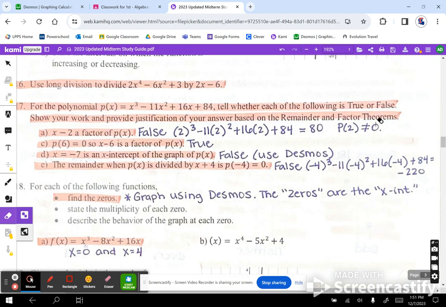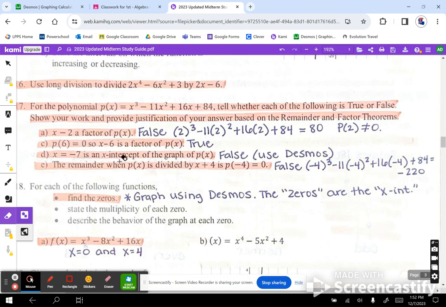Is 80 0? No, 80 is not 0. So that means that this is not a factor. If you end up getting a number that is not 0, then that means it's not a factor. If you do the same thing with 6, you substitute in 6 and you get 0. Now this problem actually tells you that when you substitute in 6, you get 0. So is x minus 6 a factor? Yeah, because your A value is 6. And when you substitute it, you get 0, which means that it is a factor because you get 0.